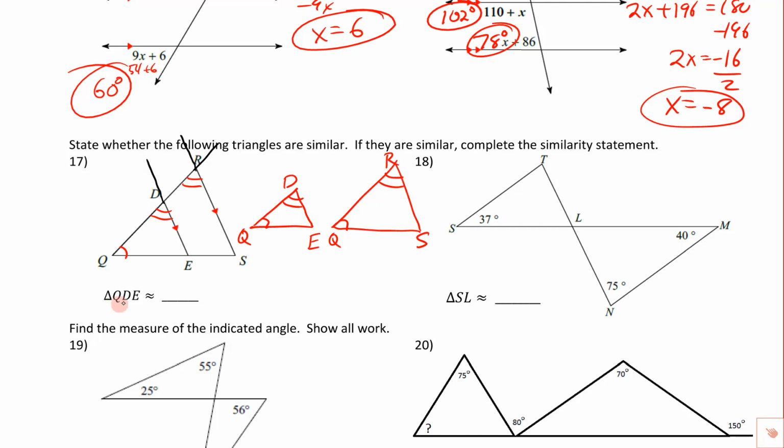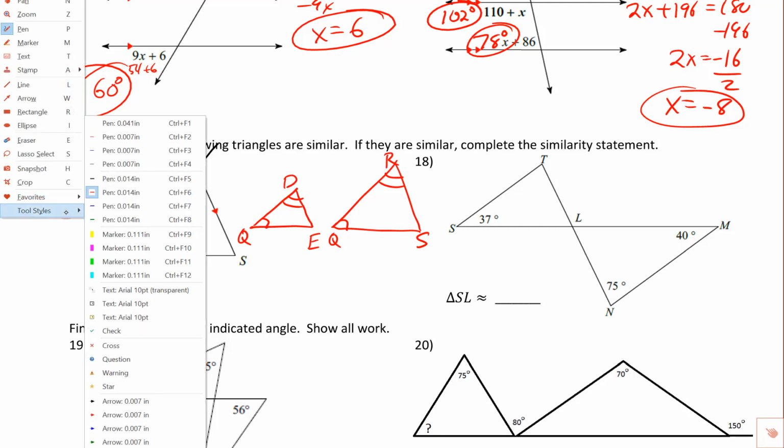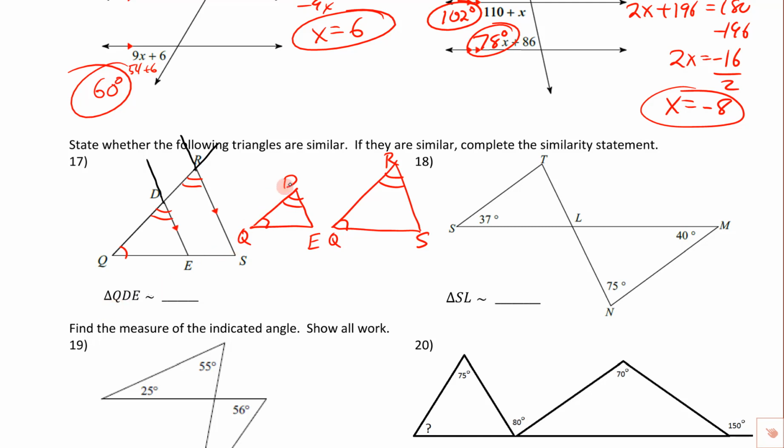So triangle QDE, from one arc to two arcs to none, would be similar to, and notice that the symbol is wrong right there, so let me get rid of that. So if we've got triangle QDE, this is going to be triangle, one arc to two arcs to none, QRS. So there's our answer there. And again, the reason is angle-angle similarity.